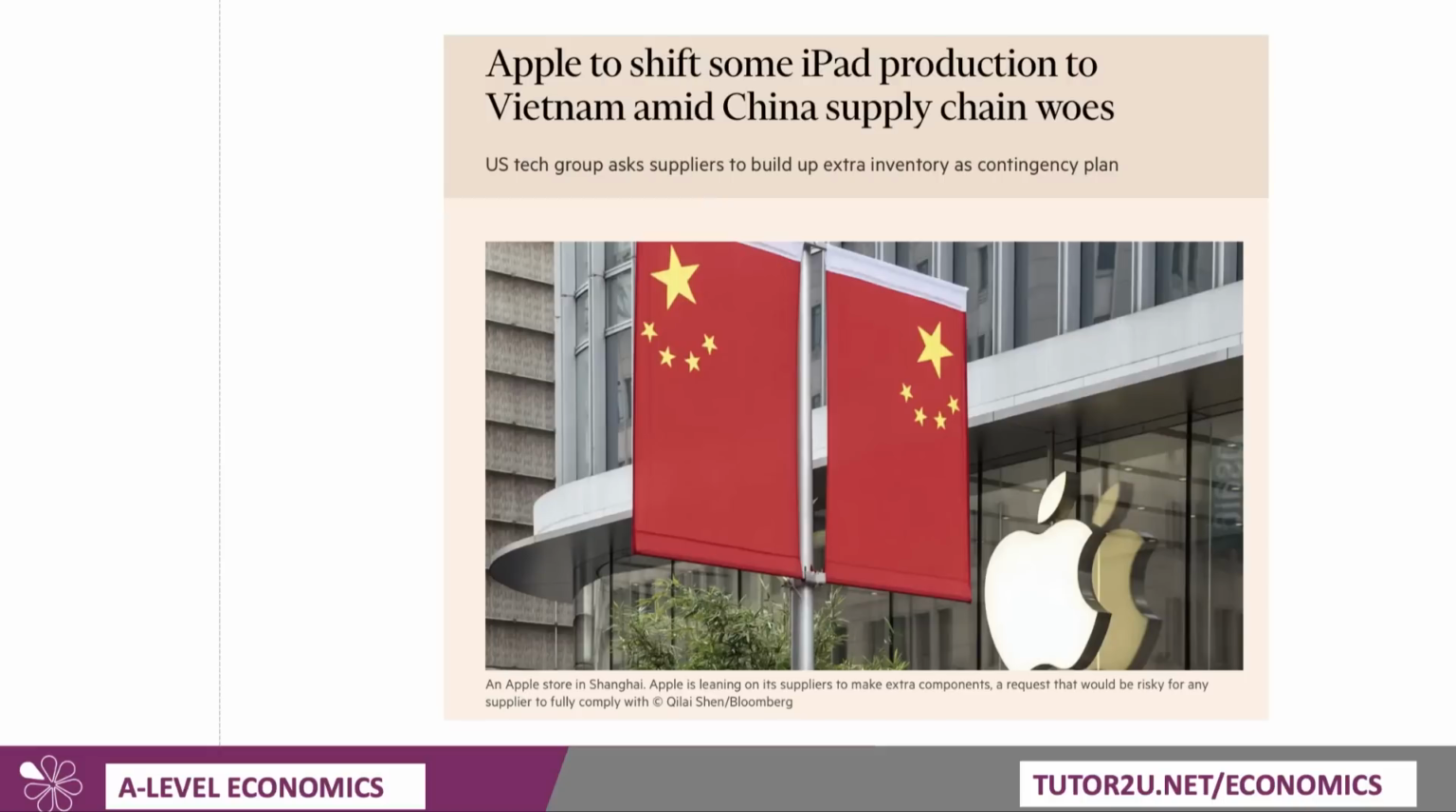And just recently, an article in the FT said that Apple is going to shift some iPad production to Vietnam, partly because of supply chain problems. So Vietnam is benefiting from the Chinese economic disruption due to COVID, but also because Vietnam is now a low-cost manufacturing alternative to China. And then Apple can re-export out of Vietnam into other Asian economies.